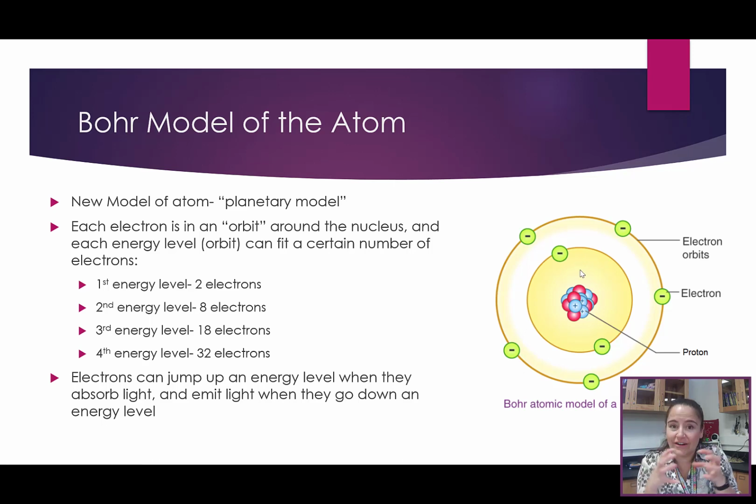And each energy level, as he called them, could fit a certain number of electrons, with the first energy level being closest to the nucleus, able to fit 2 electrons, the second 8, the third 18, and the fourth 32. And electrons, when they absorb light, jump up an energy level, and when they emit light, they go down an energy level. And Bohr was able to create a simple equation that would predict those energies for hydrogen.